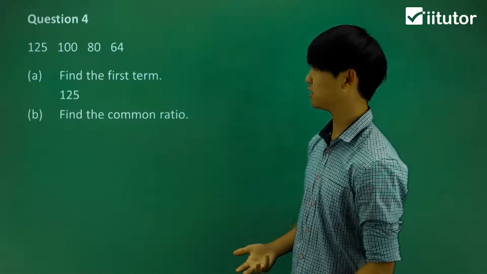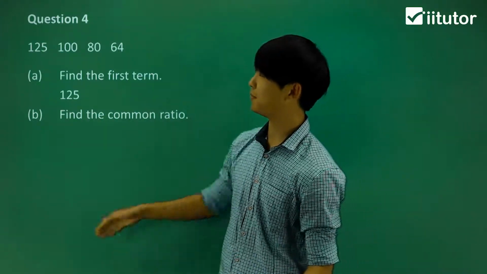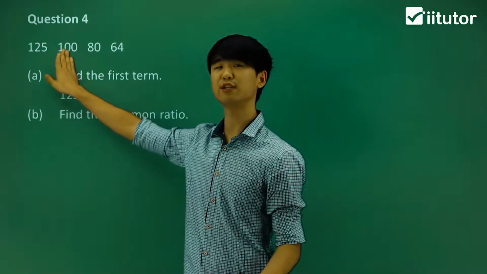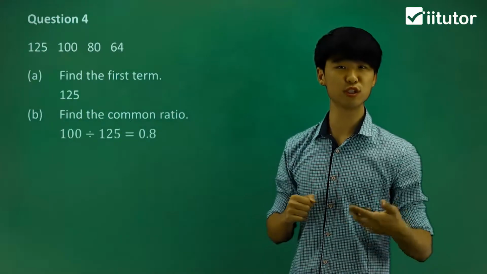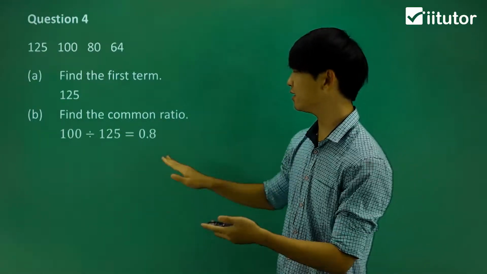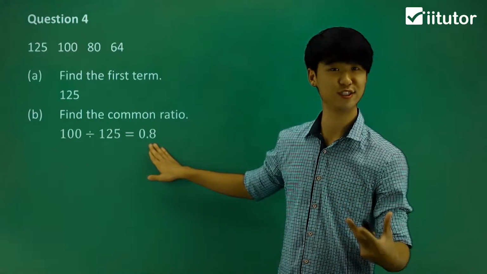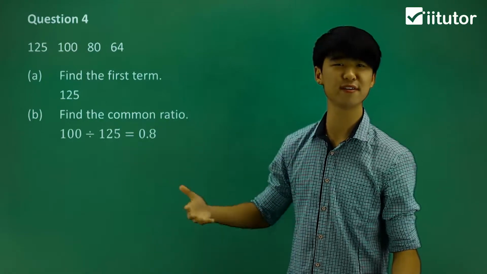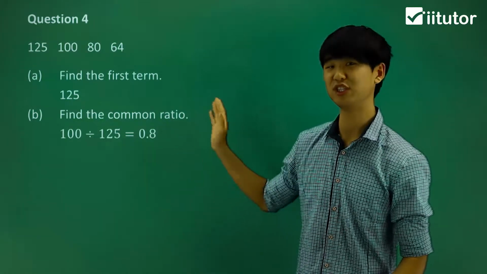And finally, to find the common ratio, let's do the same thing. I'm going to take this one and divide it by the one before it. So 100 divided by 125, if we calculate it, we get a common ratio of 0.8. So that's how we find the first term and the common ratio of a geometric sequence.